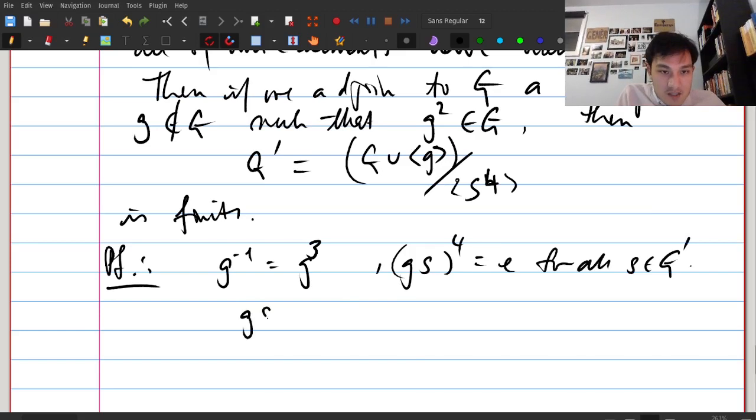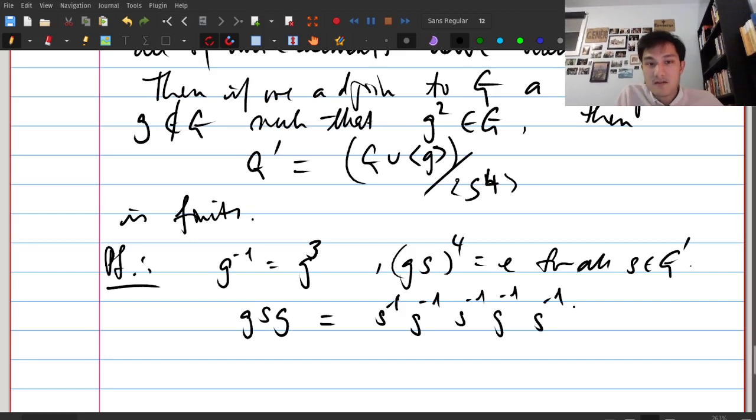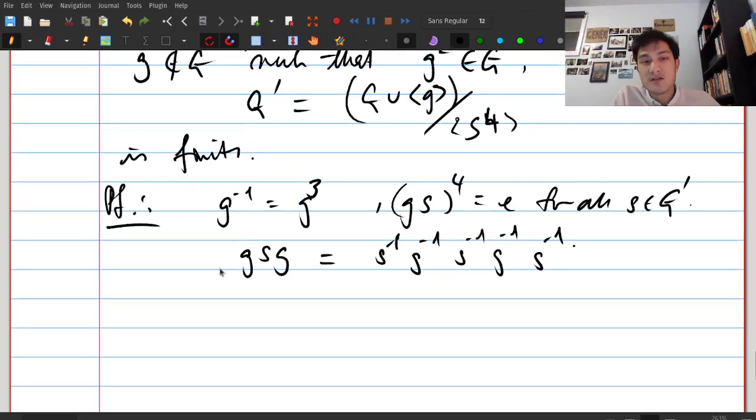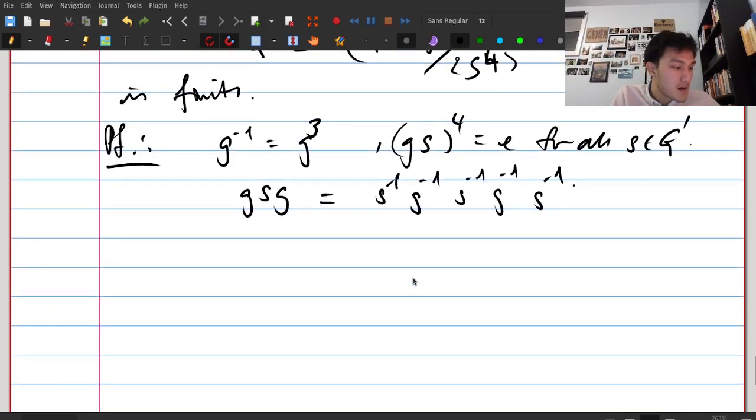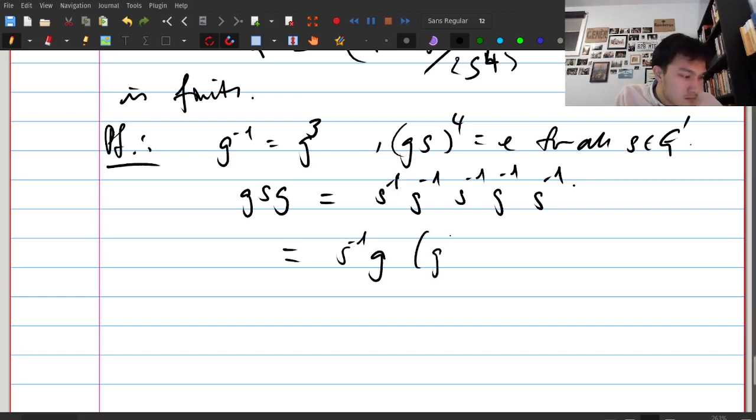So GSG is equal to, sorry, not that. G, S inverse, G inverse, S inverse, G inverse, S inverse, right? By just taking GS, GS, GS, GS, and then doing 5 inverses. But this is equal to S inverse G, then G, yeah, so this is a G. Sorry, my G's and my S's look very similar. It's a fault of my elementary schooling.